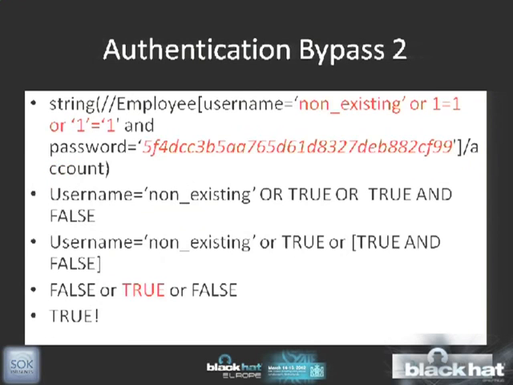However, with a small trick, if you inject two OR criteria, you will still be able to bypass authentication, because this will now evaluate to username is equal to non-existing or true and false. True and false will evaluate to false, but our second OR criteria which we've injected will evaluate to true. So this will result in a successful authentication bypass. If you are writing an automated tool, you might want to inject a lot more OR criteria in your first string.